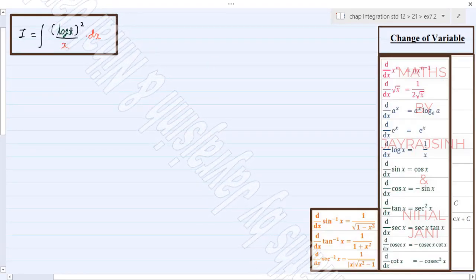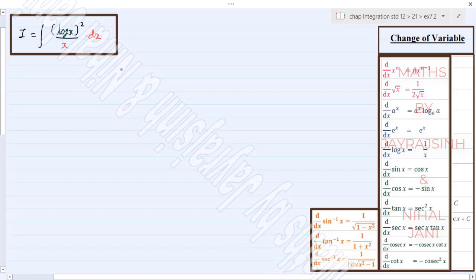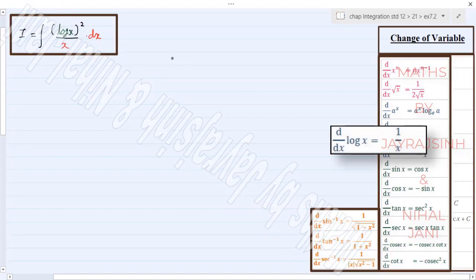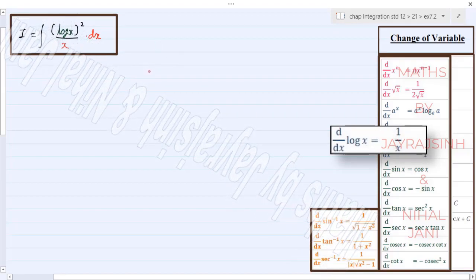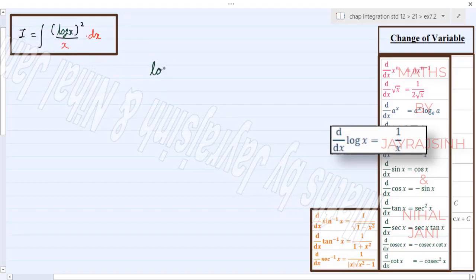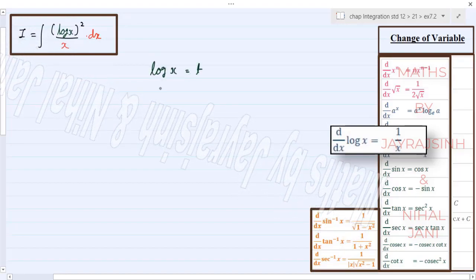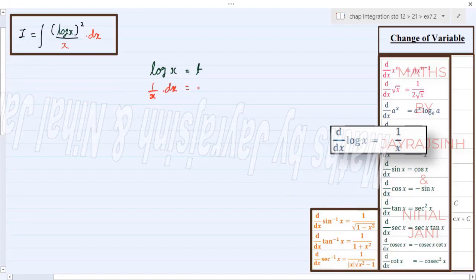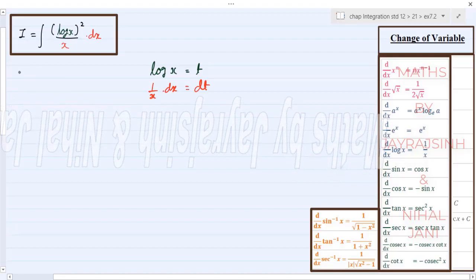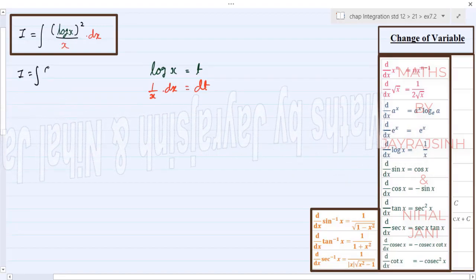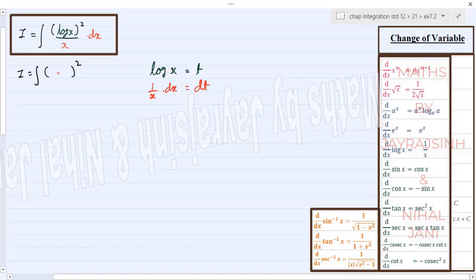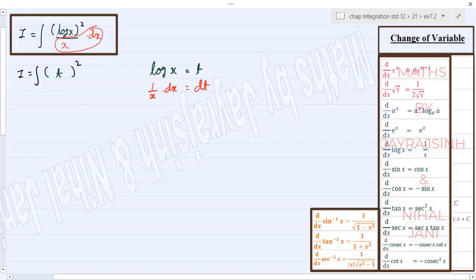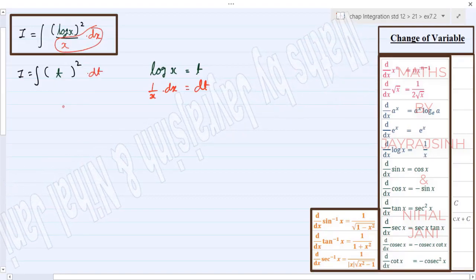Here we have to integrate (log x) the whole square upon x, dx. Here we have the differentiation of log x within the multiplication of dx. So let's assume log x is equal to t. Differentiate both sides, we will get 1 upon x dx is equal to dt. So we are ready to modify our integration. Instead of (log x) the whole square, we write t square, and instead of dx by x, we write dt.